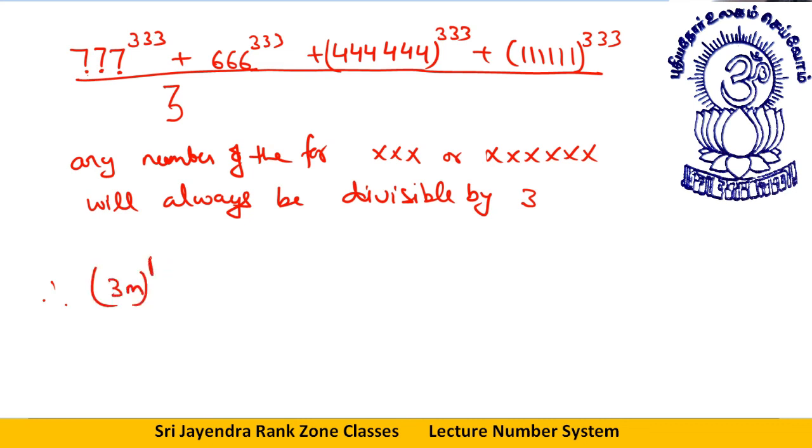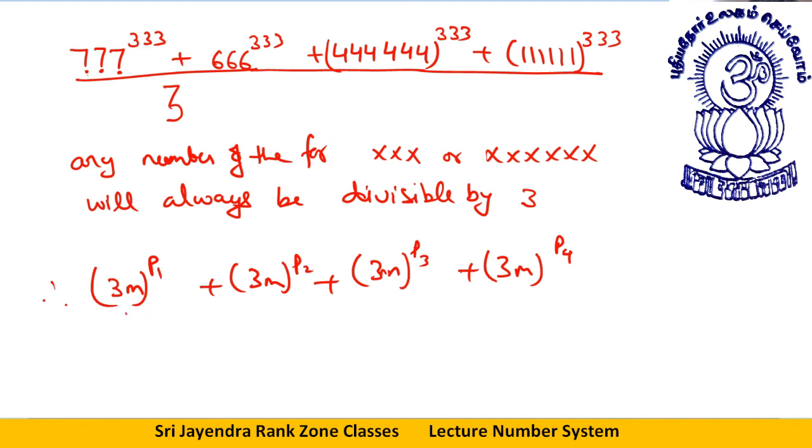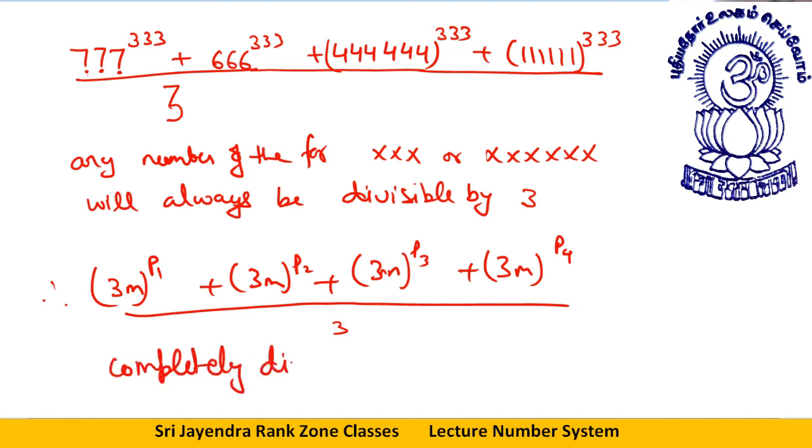It doesn't matter, any power p. Again a multiple of 3 raised to any power p. P4, P3, P2, P1 divided by 3. This is completely divisible. Since it is completely divisible, what will be the remainder? Since it is completely divisible, therefore the remainder will be 0. Clear? Now one more beautiful thing.